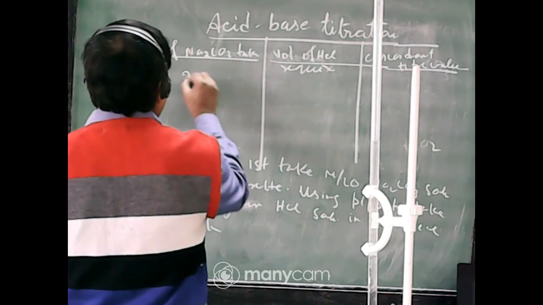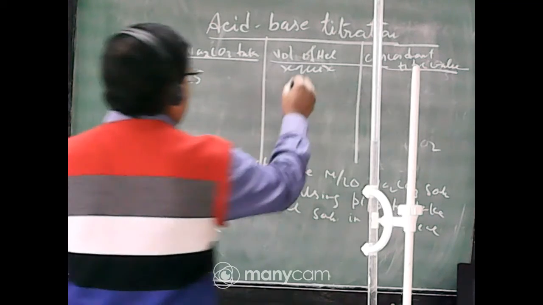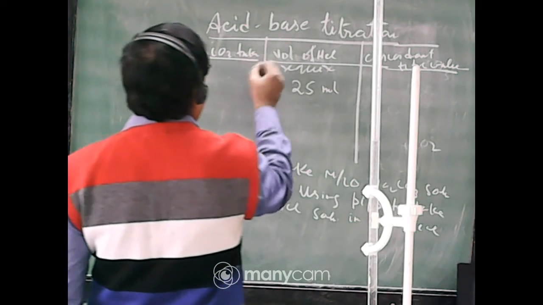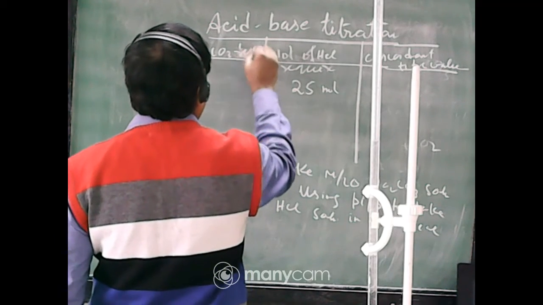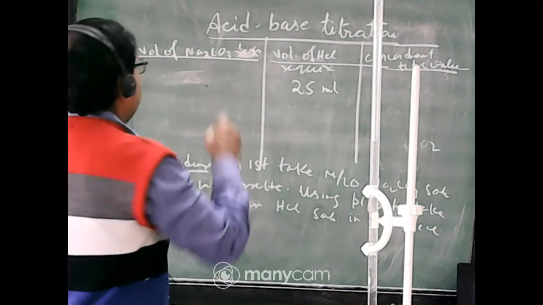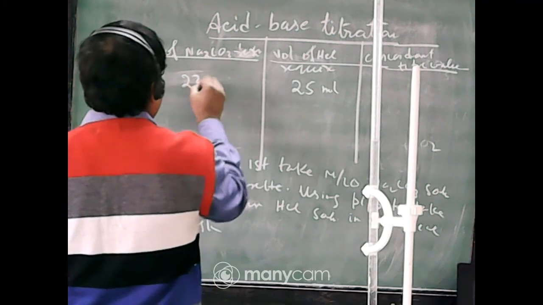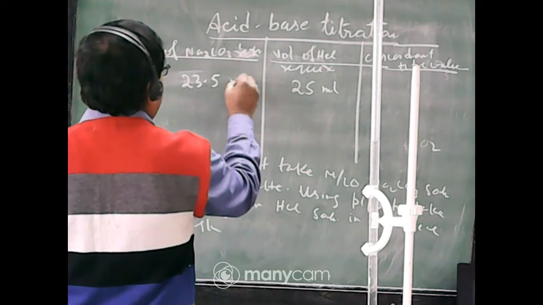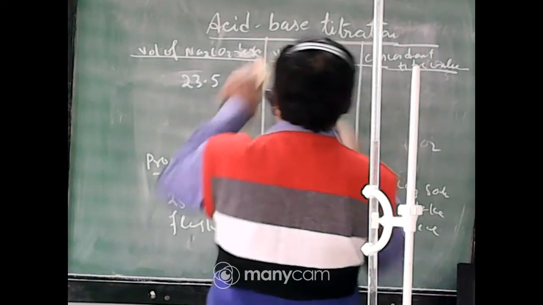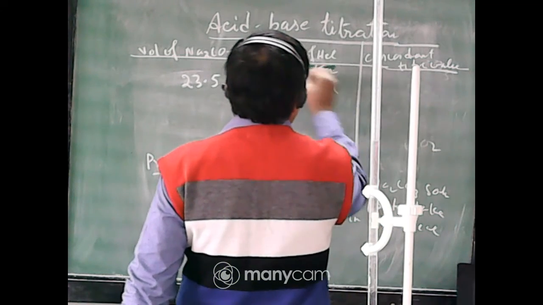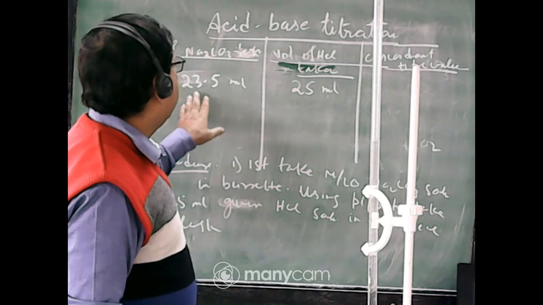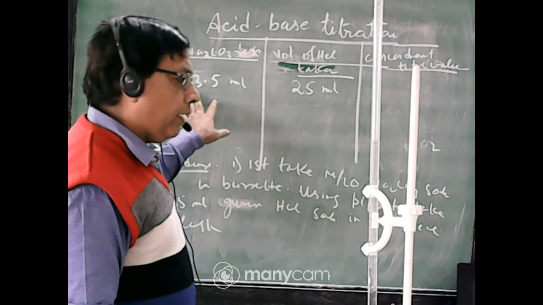Say here we take 25 ml HCl. What is the volume of Na2CO3 required? Volume of Na2CO3 taken in the burette, required is 23.5 milliliter. So this is the first reading. Volume of HCl taken 25 ml and volume of sodium carbonate required 23.5 milliliter.